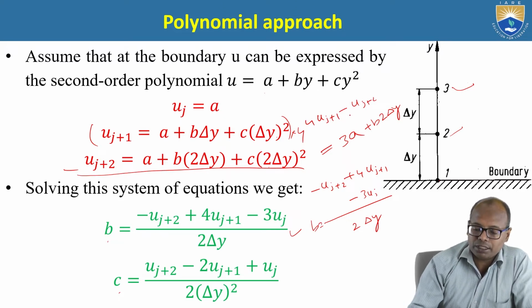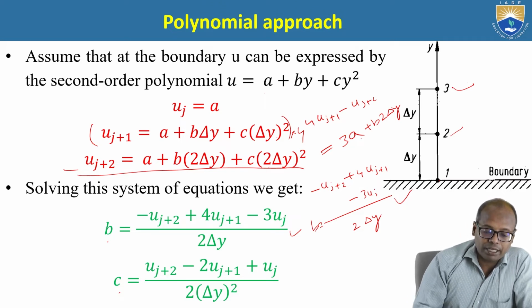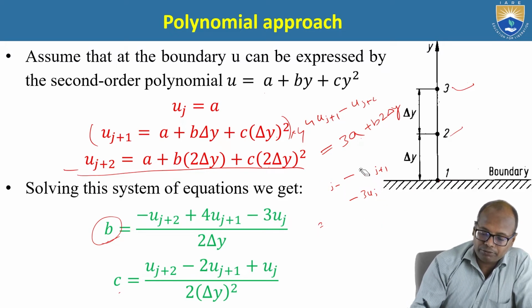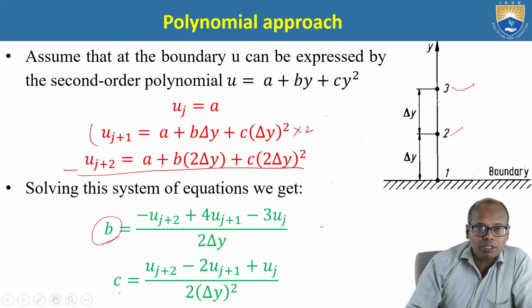If I simplify this, the 3a I will bring to this side, and the 2 delta y I will bring to this side, it will go to the denominator. So I will get this equation. In this way I can derive the value of b from these two equations. Similarly, if I want to find the value of c, what do I have to do? I have to keep c and eliminate b. To eliminate b, I have to multiply this equation with 2 and subtract it from this equation.